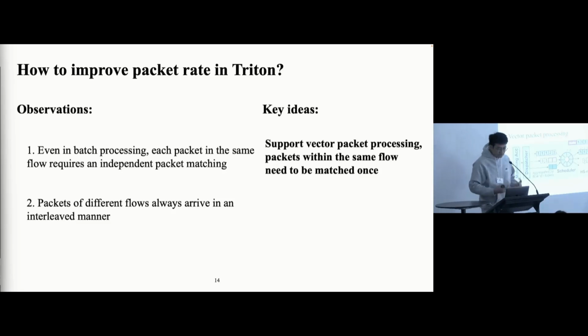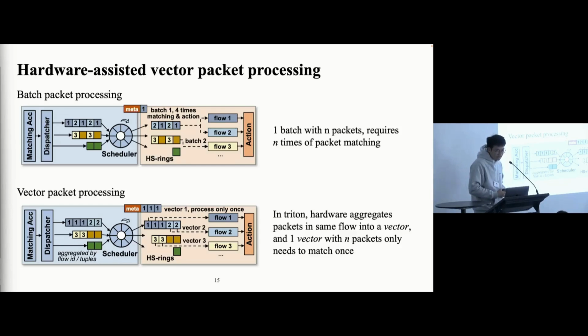So look at the picture. We compare the batch processing and our vector packet processing. In batch packet processing, one batch with n packets requires n times the packet matching. And in Triton with vector packet processing, hardware will aggregate the packets in the same flow into a vector and schedule it into the software so that the software only needs to match once for a vector with n packets. That greatly reduces the CPU cycles in the matching stage.